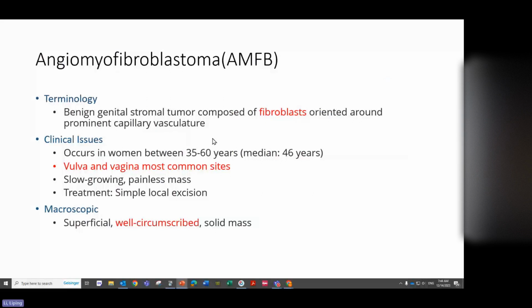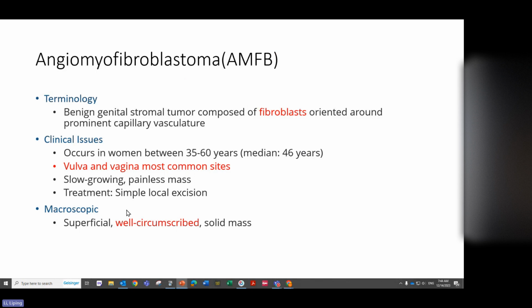Then we go to another entity, angiomyofibroblastoma, AMFB. This is a benign genital stromal tumor composed of fibroblasts oriented around prominent capillary vasculature. It occurs in women between 35 and 60 years old, and the common sites are the vulva and vagina. It is slow growing.